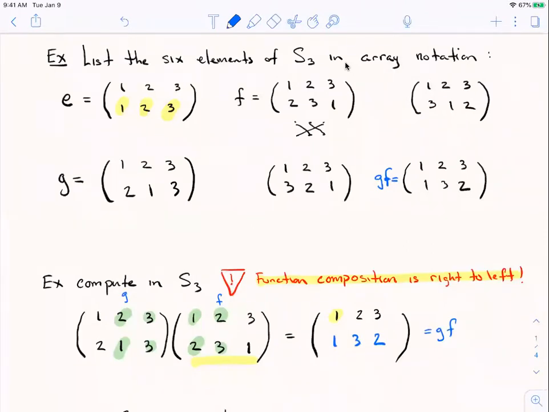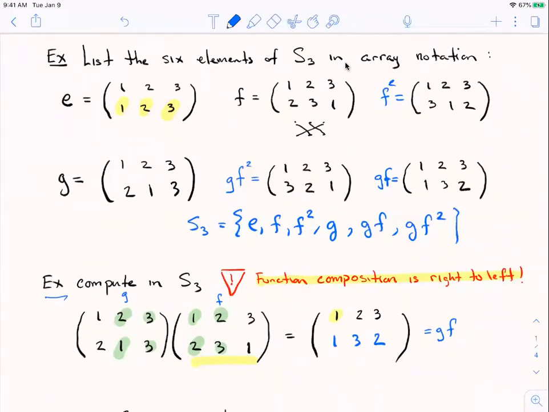I'll let you check it on your own that if you compute F squared and then take its product with G, you'll get that one. And this one itself is F squared, F times itself. So you can do some more exercises like we just did there to get those 6 elements. And that's how we've written down S3 this whole semester. We've written down that S3 is the identity, there's this function F, which has order 3, there's this function G that has order 2, and then we have the product of G with F and G with F squared. That's how we've written down this group the whole semester.